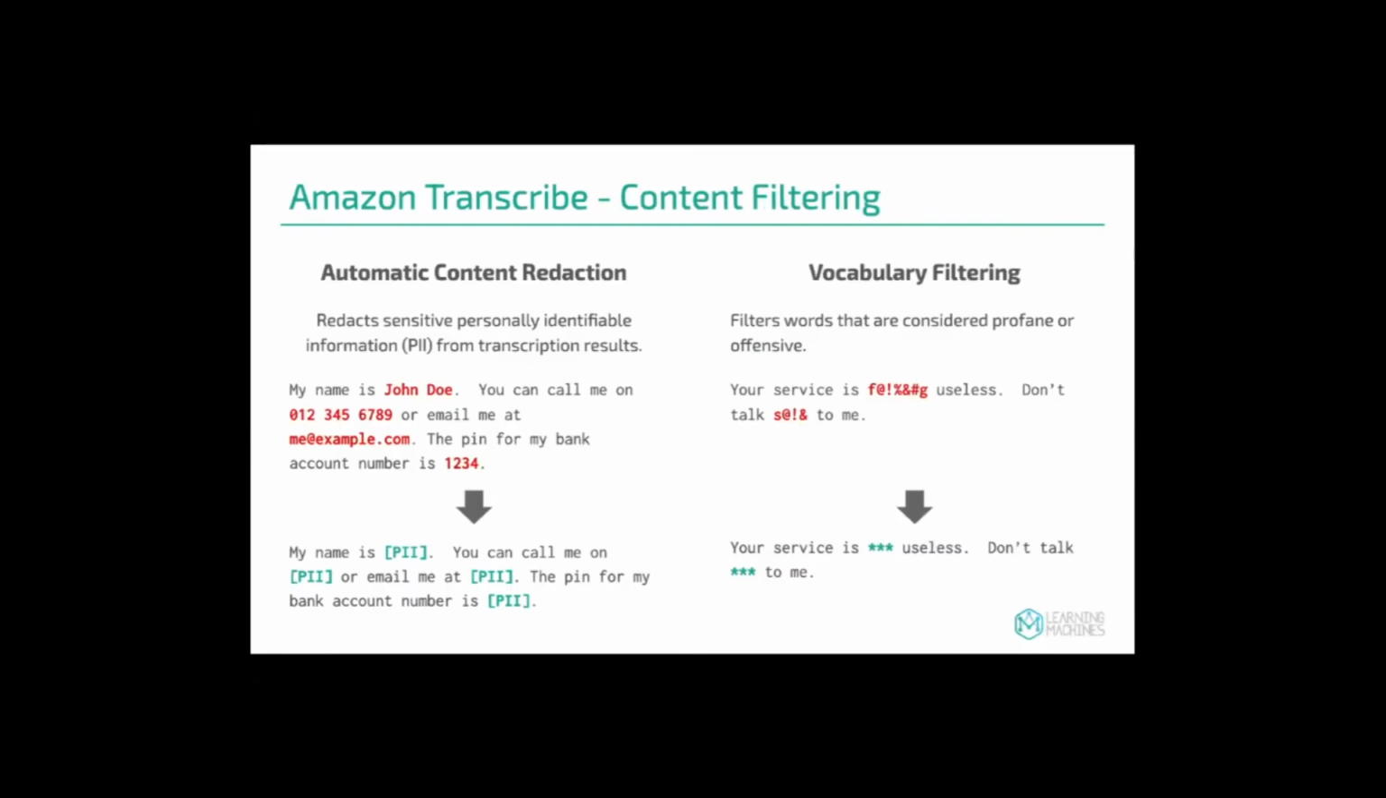Now, sometimes you would like to remove content from the transcribed text. And there's two ways to go about it: automatic content reduction, and vocabulary filtering. Sometimes there might be sensitive information in the voice, something like a customer's name or telephone number, email address, things like PIN numbers or bank account numbers. And these types of content you maybe wouldn't want in a transcription that is sent for further processing.